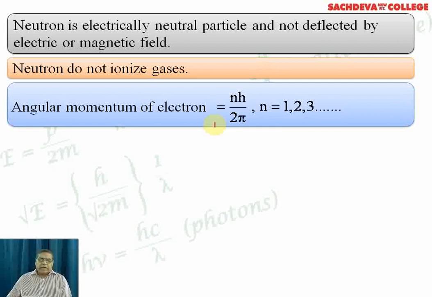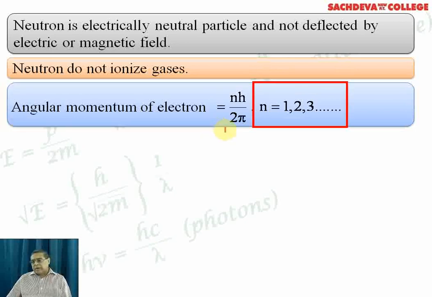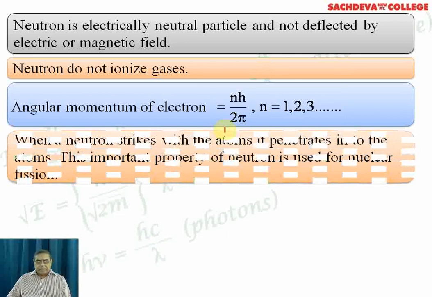But according to quantum mechanics, all results are generally expressed in terms of the Planck's constant, that is h, and h is found to be 6.6 times 10 to the power minus 34 joule second. And the dimensions of Planck's constant will be the same as that of angular momentum. So angular momentum of electron is found to be n h over 2 pi, where n is 1, 2, 3, and so on. n stands for principal quantum number. It decides the shape and size of the orbit.